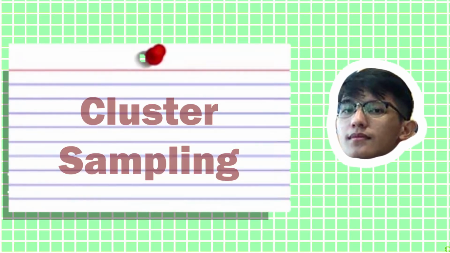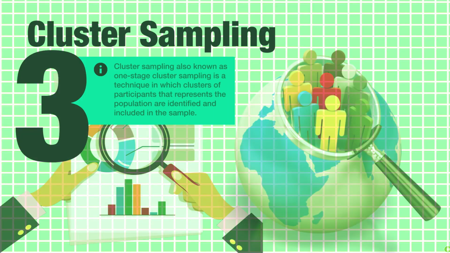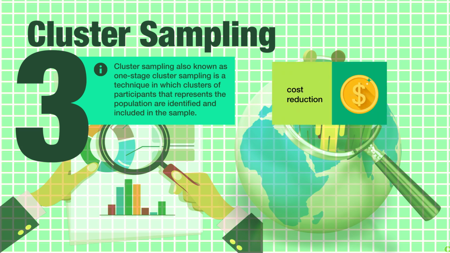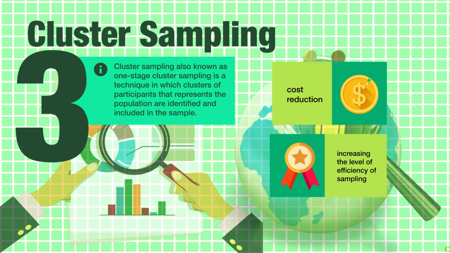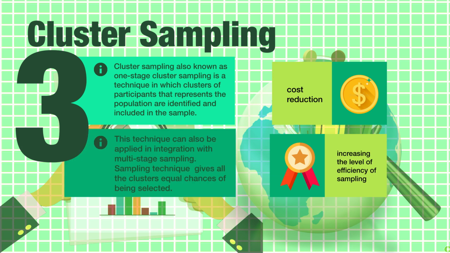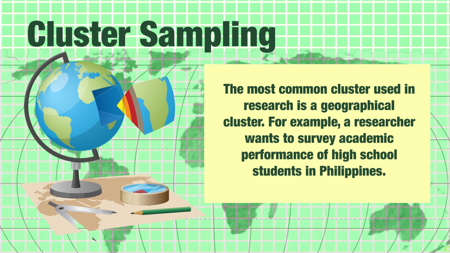Next is cluster sampling. Cluster sampling, also known as one-stage cluster sampling, is a technique in which clusters of participants that represent the population are identified and included in the sample. The main aim of cluster sampling can be specified as cost reduction and increasing the level of efficiency of sampling. This technique can also be applied in integration with multi-stage sampling. The important thing to remember about this sampling technique is to give all the clusters equal chances of being selected. The most common cluster used in research is a geographical cluster.